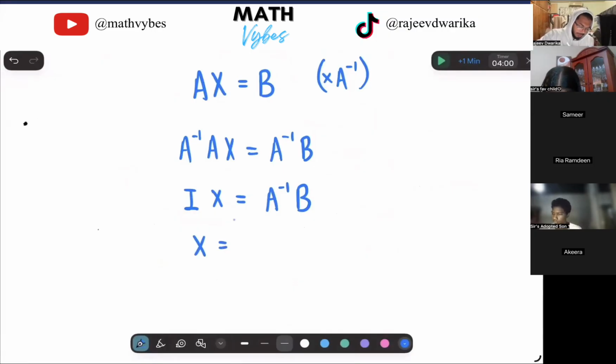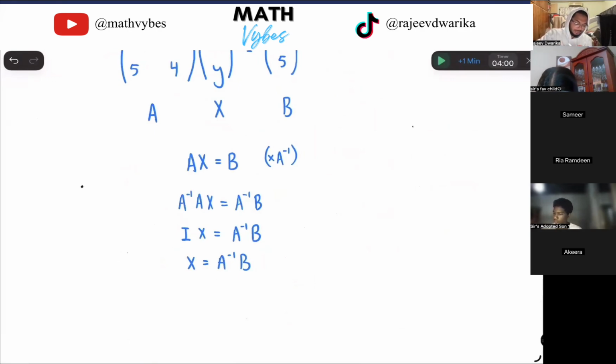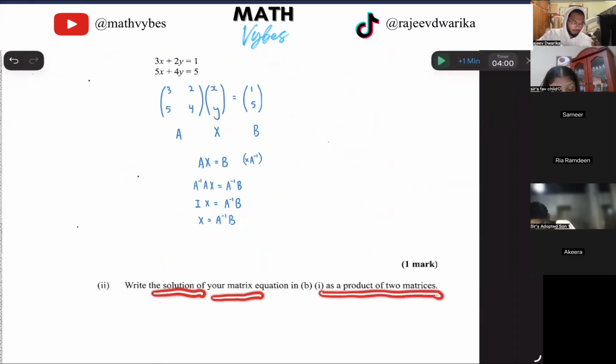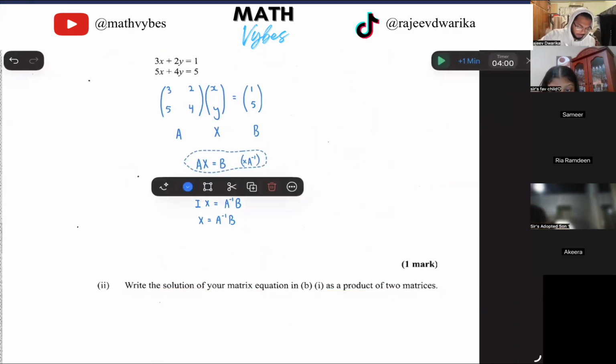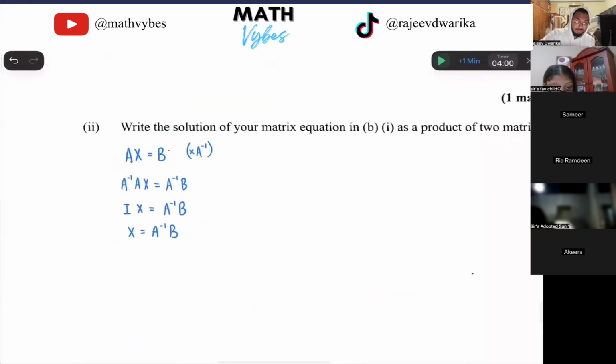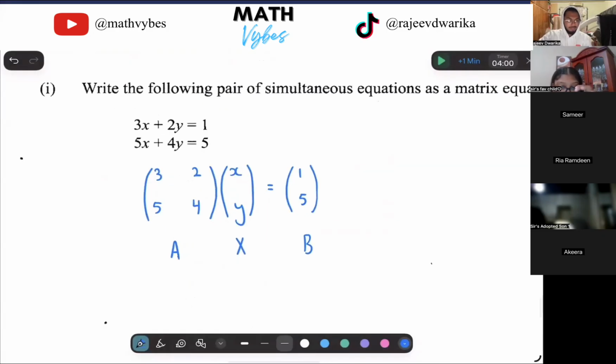So my solution is going to be A inverse by B. X is going to be A inverse by B. So the answer they want is the solution of your matrix equation written as a product of two matrices. Watch this, right? So Ria, could you remind me what is matrix X?